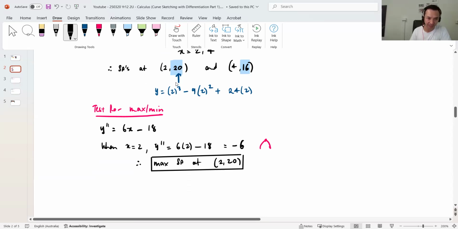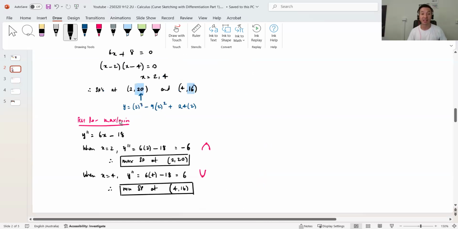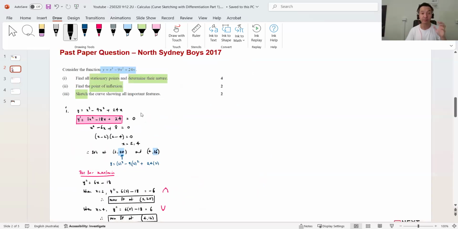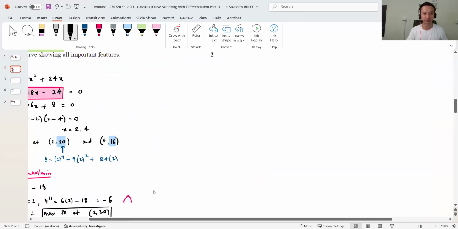Yep. Easy. And now I sub in my other point as well. So when x equals 4, 6 times 4 minus 18, that equals what? 24 minus 18, positive 6. Guys, positive is a happy face. That's a minimum. So therefore, minimum stationary point at (4, 16). All right, perfect. And that's 4 marks, right? Really chunky marks for that process. Done.